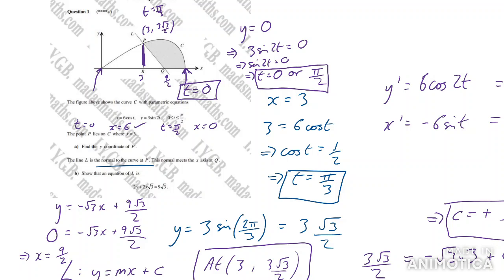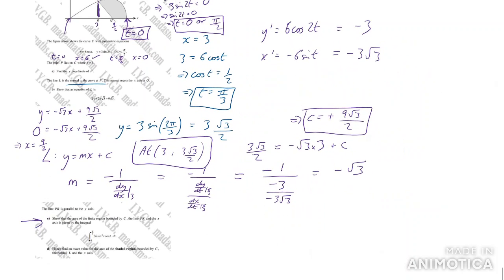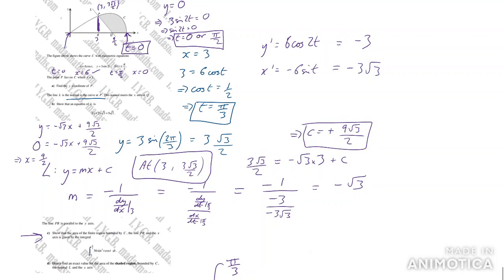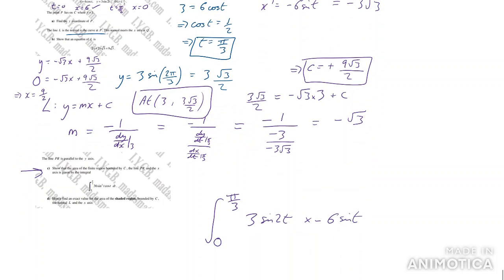But now that we've done that, it should be quite easy to find out this area, because all we're saying is, well, then it's the integral from 0, that's one of our limits, to pi by 3, the other limit, of y, which is 3 sine 2t, times x dash, which is minus 6 sine t, dt.